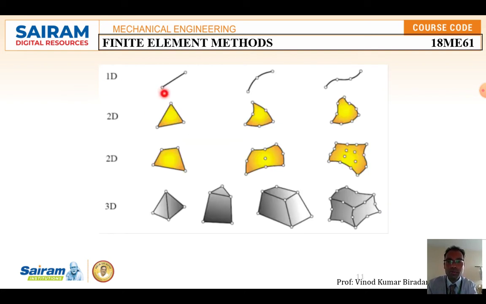Okay, 1D means each node having 1 degree of freedom, 2D means each node having 2 degrees of freedom. These are the 2D elements. 3D also means a 3-dimensional object, that is x, y, z. These are the different images to differentiate between 1D, 2D and 3D.